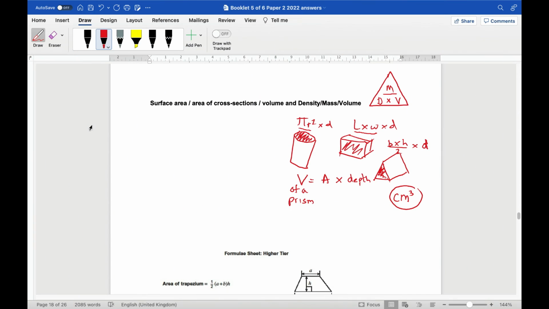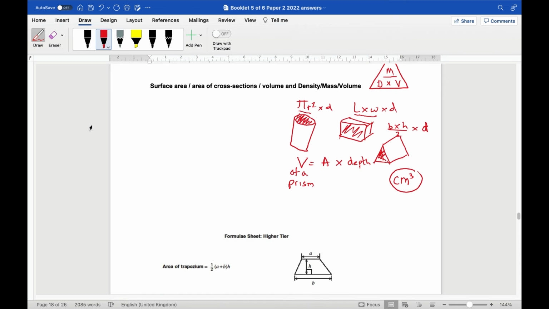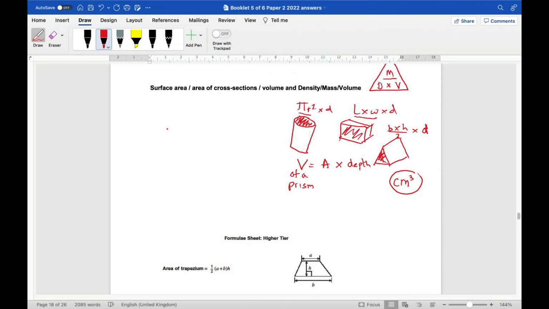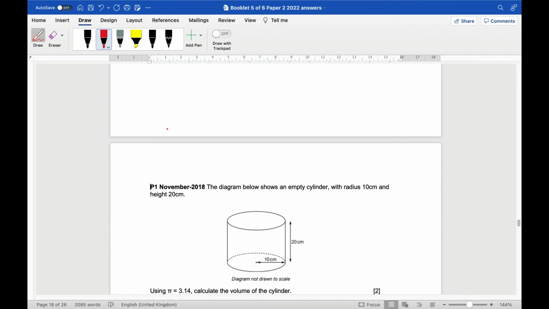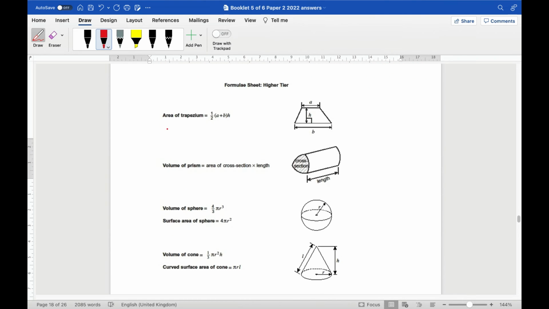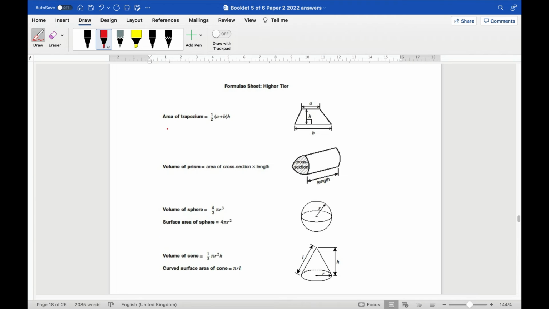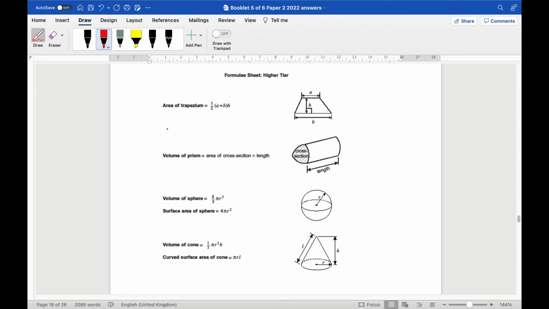Okay, the next section, surface area, area cross sections, volume, and density, mass, volume, follows on nicely from the basic area and perimeter questions that we've just done. Rather than me jump straight into the questions that you can see there, I've put this little snippet from the formula sheet because we're going to be using all of these. So just so you're aware that they're there.